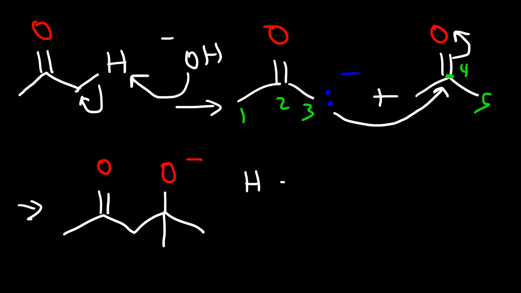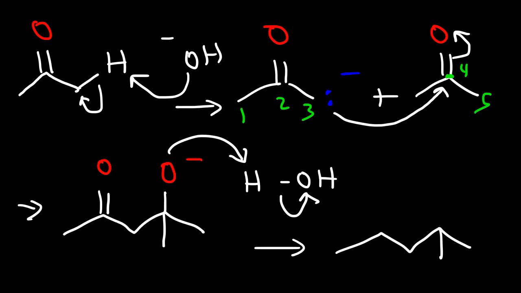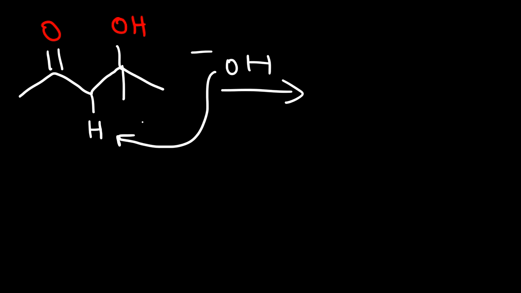Now, in the next step, this is going to react with water, regenerating the hydroxide ion. And so this is the aldol product. Now, once we have the aldol product, our next step is to deprotonate the alpha hydrogen to get the condensation product. So once we heat the solution, it's going to favor the formation of the condensation product.